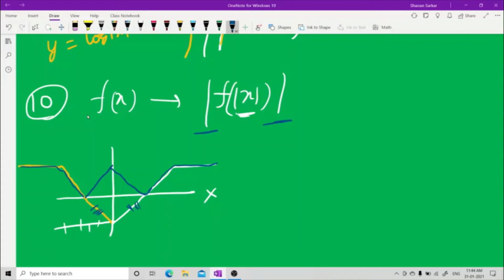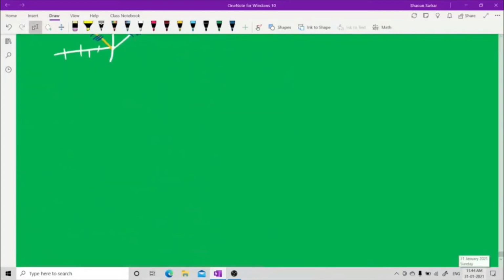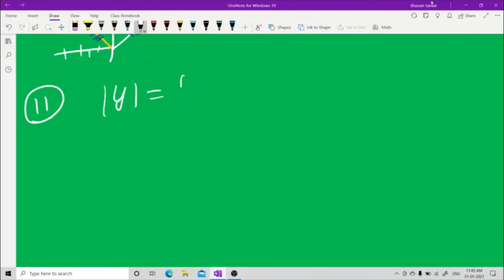Now let's come to the 11th one, and I think this is sufficient for the 10th one. Now see the 11th one. You need some clarity here: |y| = f(x). Till now I was writing only f(x). Now what they are trying to say is that whatever f(x) will be, you will take only the positive values. It will be valid only for positive values.